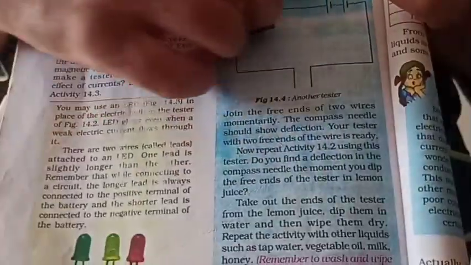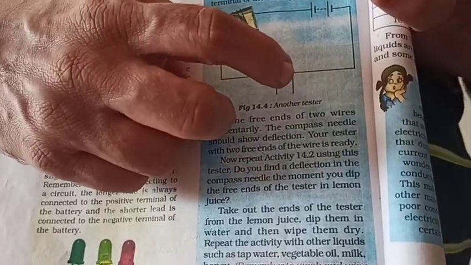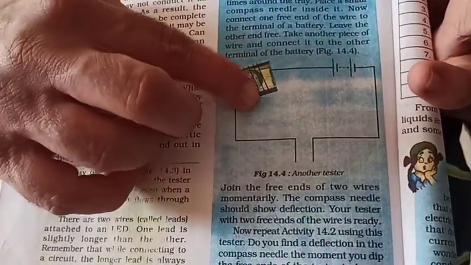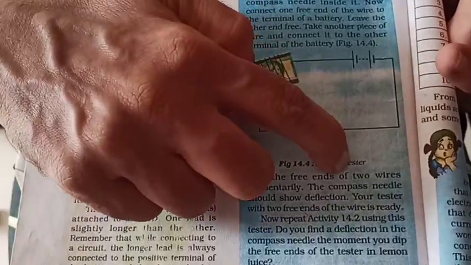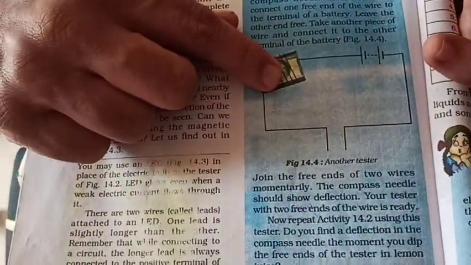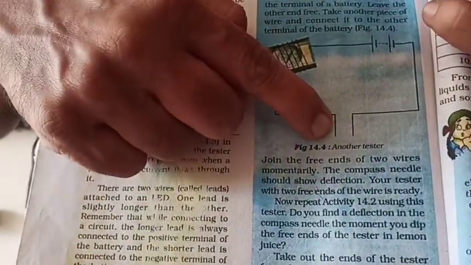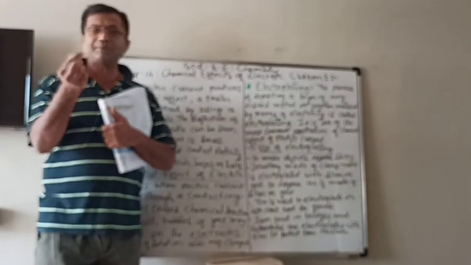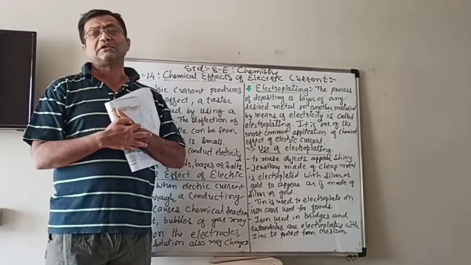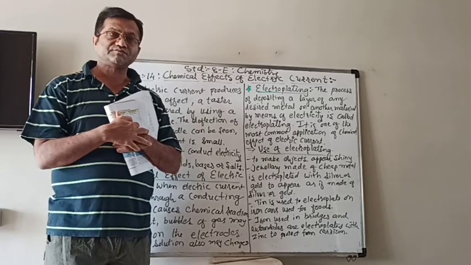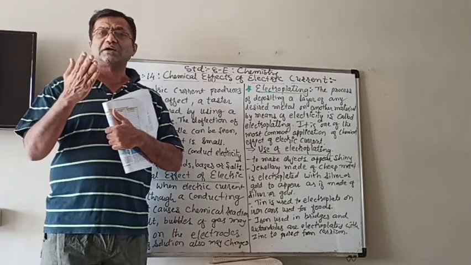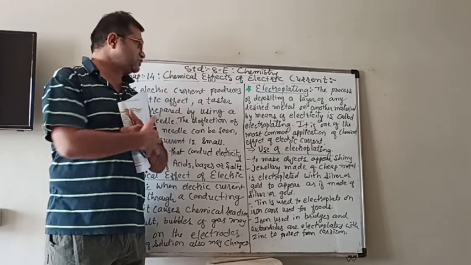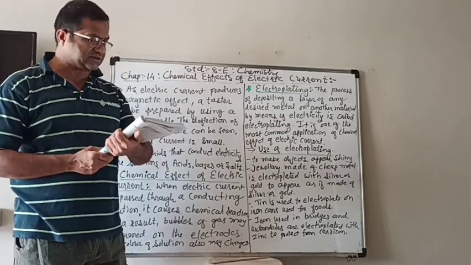Here is the circuit, the battery, and here is the magnetic needle. Two ends are open. Now if you dip these two ends in any solution whose conductivity you want to check, and the liquid is a good conductor of electricity, then even if the power is low, the needle will still show the deflection. So to detect conductivity, you can use the magnetic effect of electric current also.